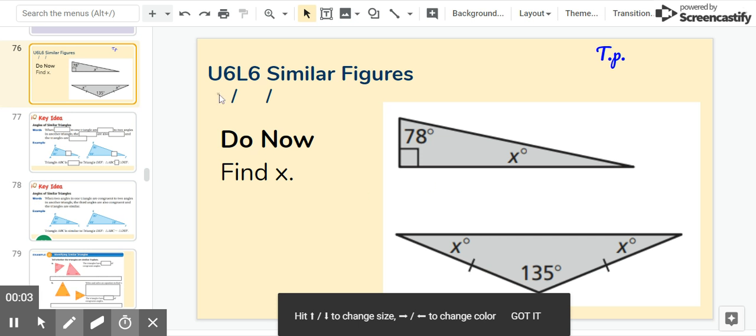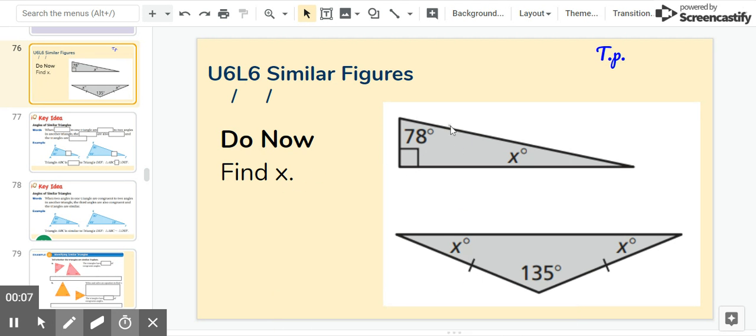Today we're going to talk about similar figures. Before we do that, let's find x for these two questions. I need you to write an equation. Check your neighbor if they have an equation for each question.